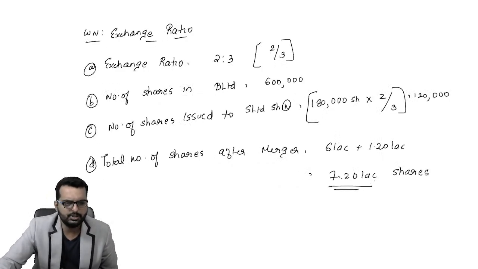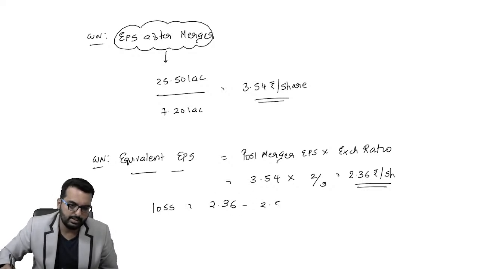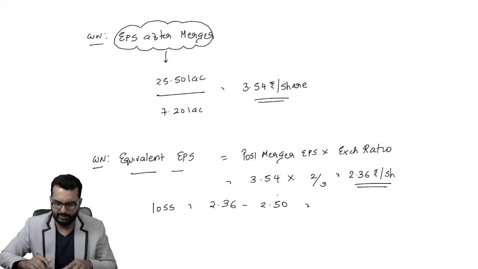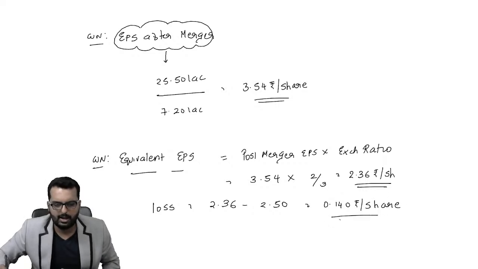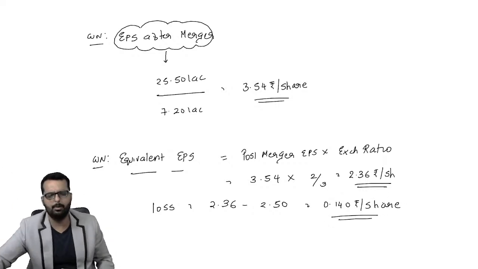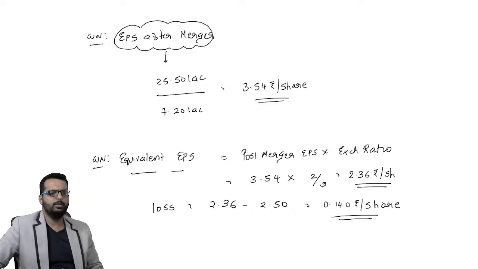But before merger, he had an EPS of 2.5. Now he's getting 2.36, earlier he was getting 2.5. So his loss will turn out to be 0.10 rupees per share. I will prove this to you with a detailed table also. For the time being, just write it down like this. I will give it to you with the whole table.